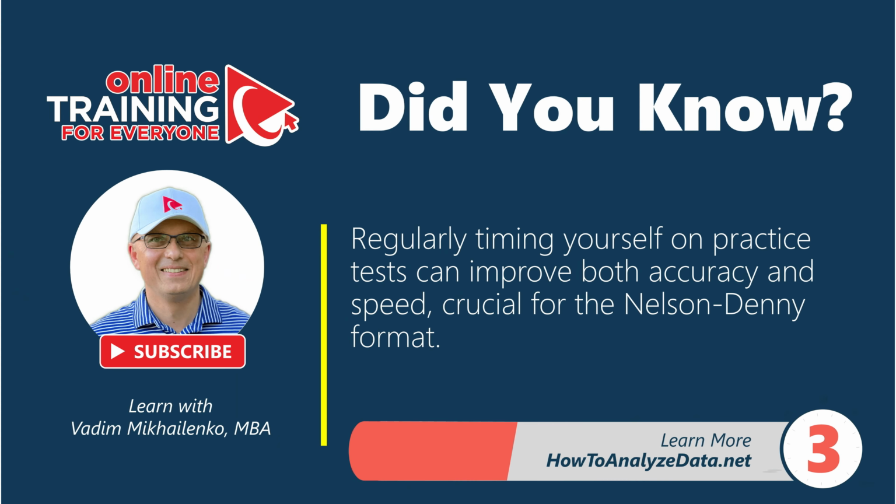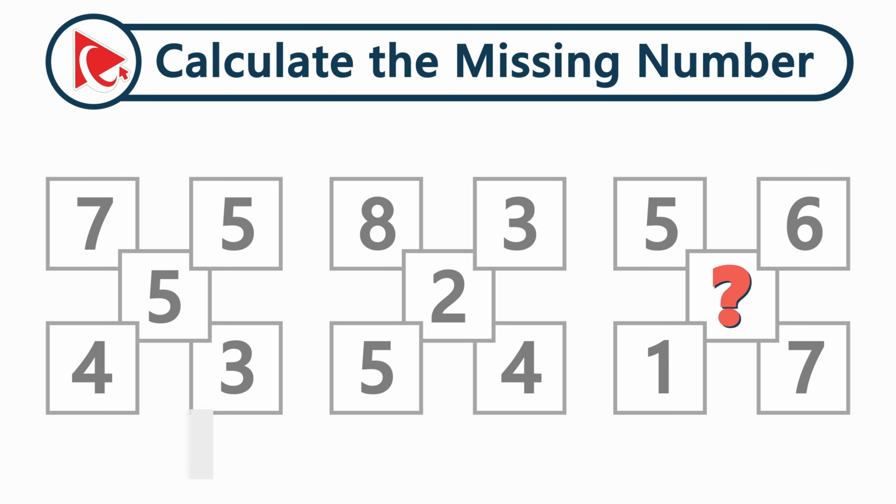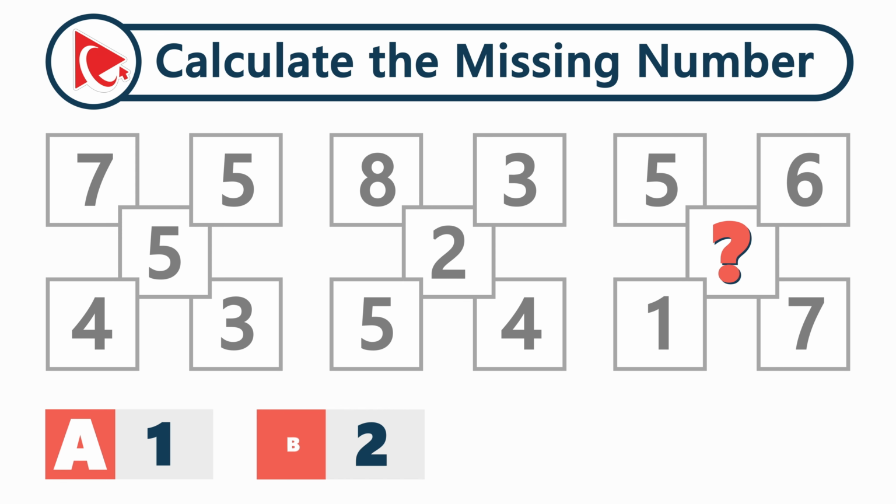You're presented with 3 shapes. Each shape has 5 magical squares with numbers inside. First shape has number 5 in the middle and numbers 5, 3, 4, and 7 on the outside. Second shape has numbers 3, 4, 5, and 8 on the outside and number 2 in the middle. And then the third shape has numbers 6, 7, 1, and 5 on the outside and missing number in the middle, which you need to calculate and select your answer out of 4 possible choices. Choice A, 1, choice B, 2, choice C, 3, and choice D, 4.